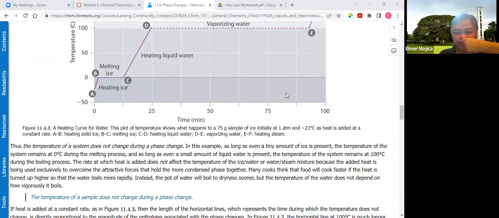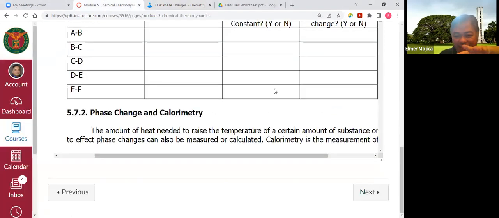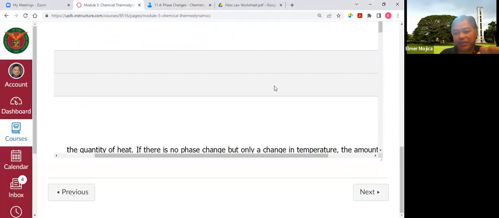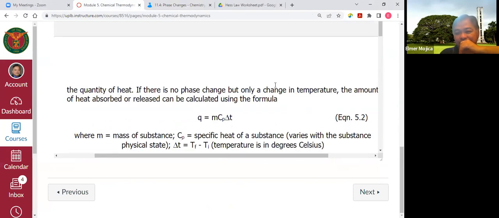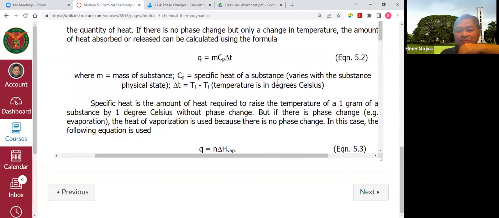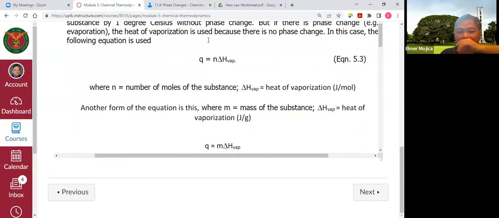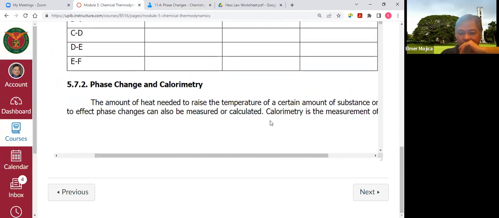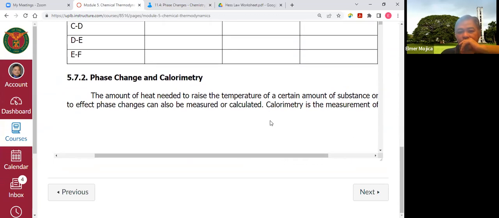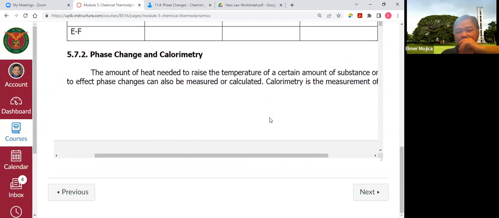Okay? Now, you can always read this material. Because as you could see, I just get it from the links here. It's been available there. Kaya nga mamaya magtatanong ako ng some question. Now, how do we relate the phase change in calorimetry?